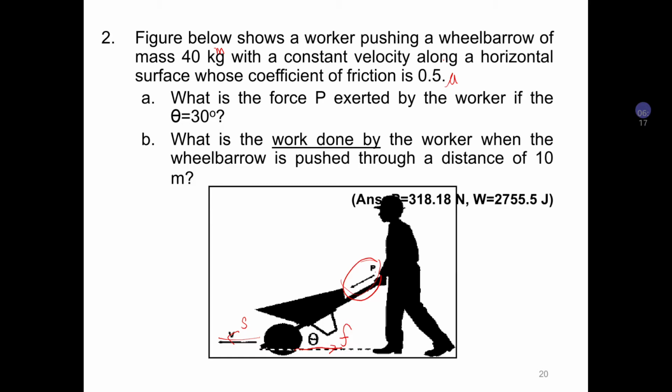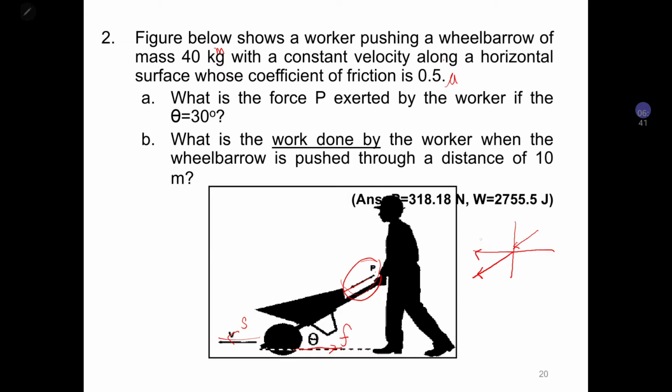So awak boleh lukiskan free body diagram dulu. Okay. So in X, Y, so this one is P. So dia macam ni tau. Okay. So ataupun awak boleh juga lukis dia macam ni, P.